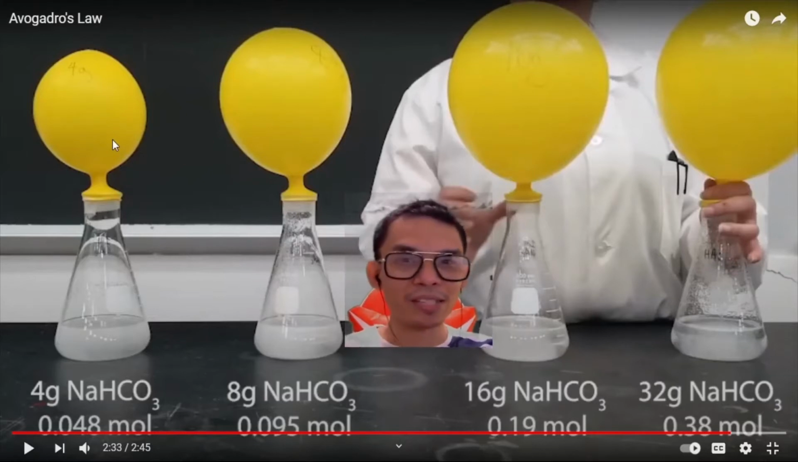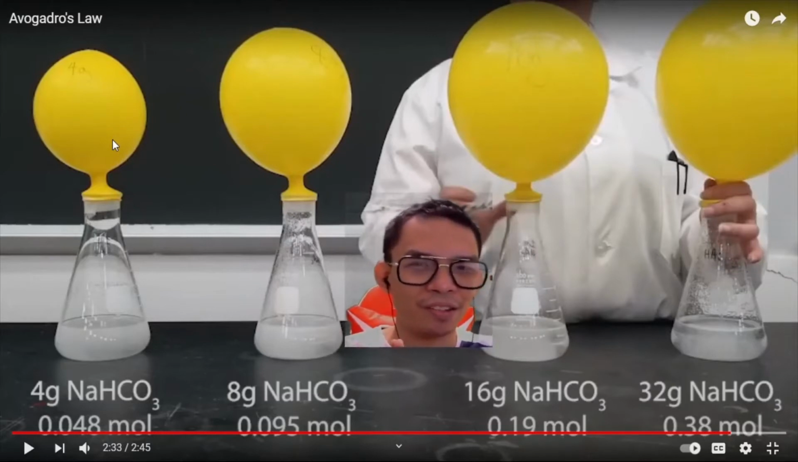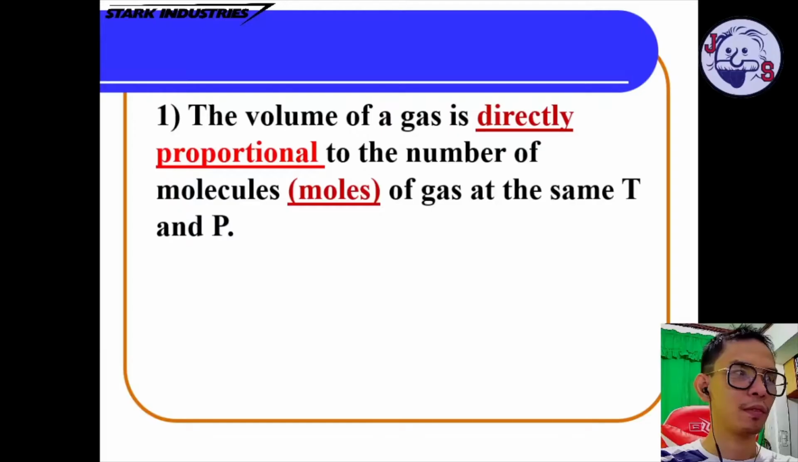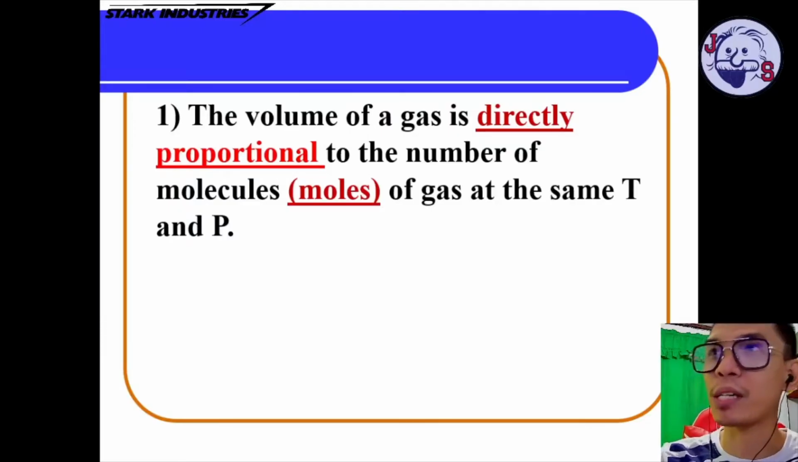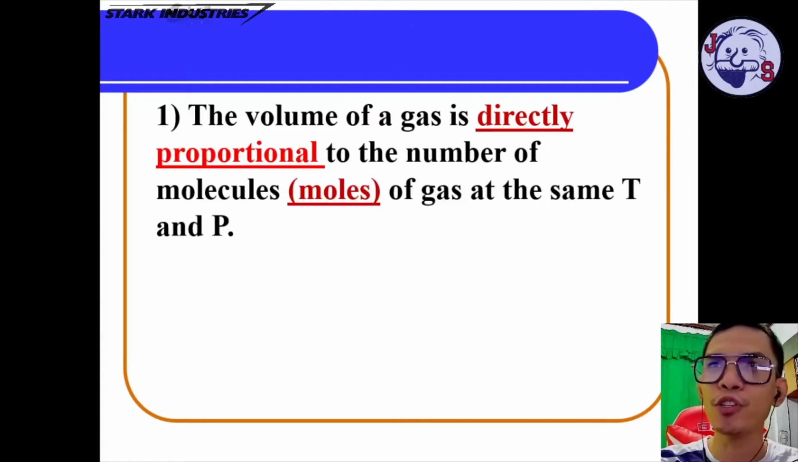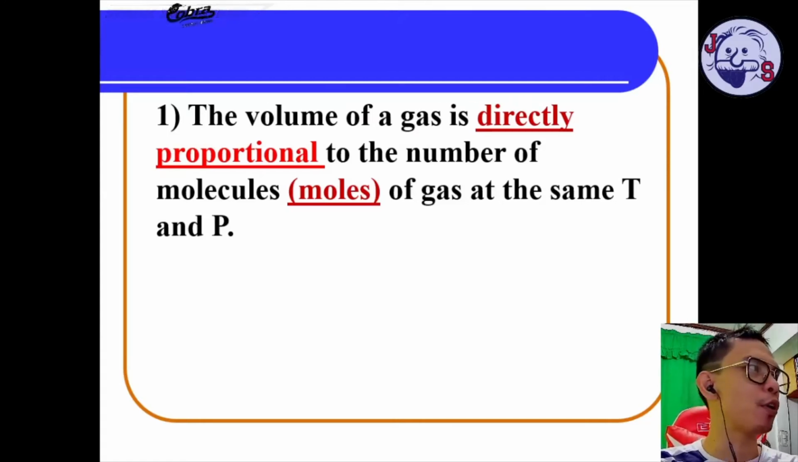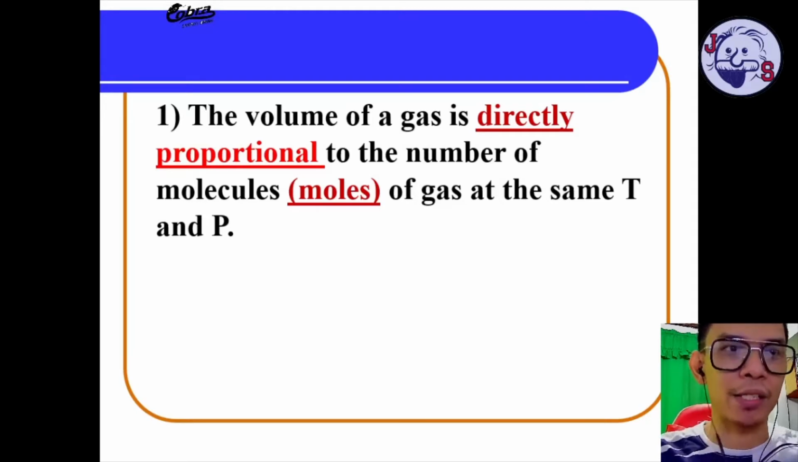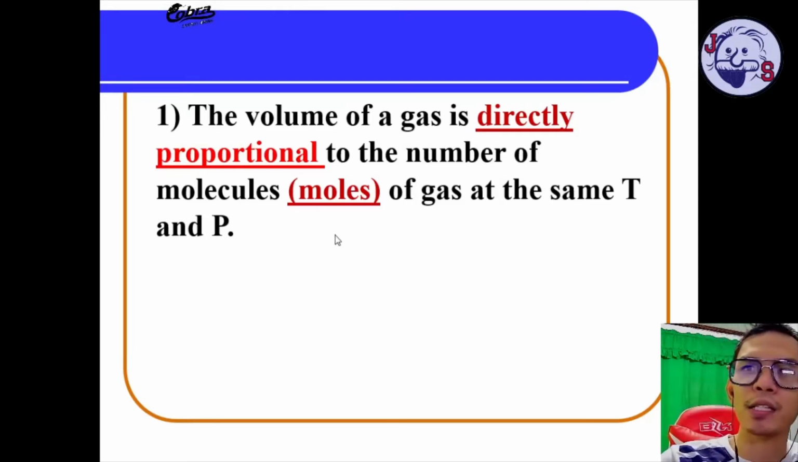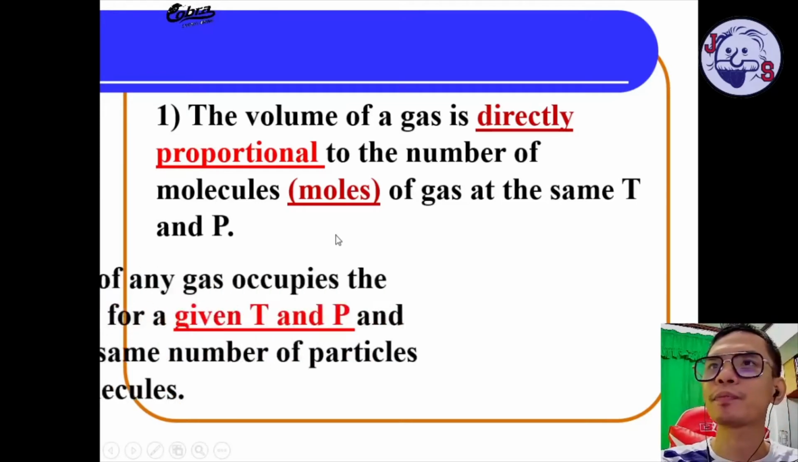Okay, so that was the very good experiment of Avogadro's law. So let's go back to our slides. That was the direct proportion between volume and amount of gas at the same temperature and pressure.